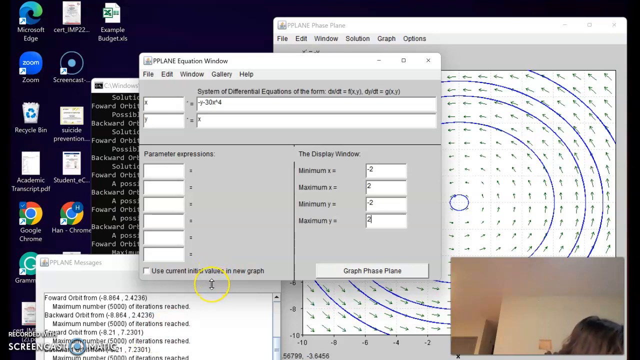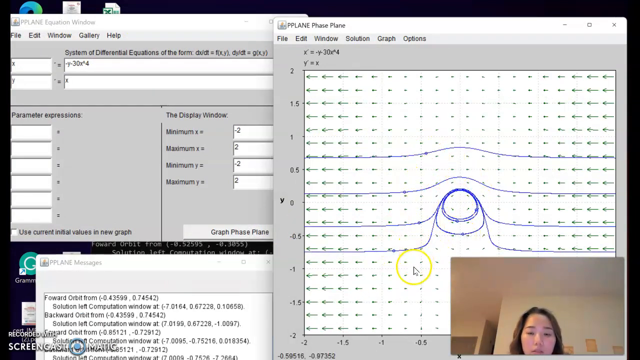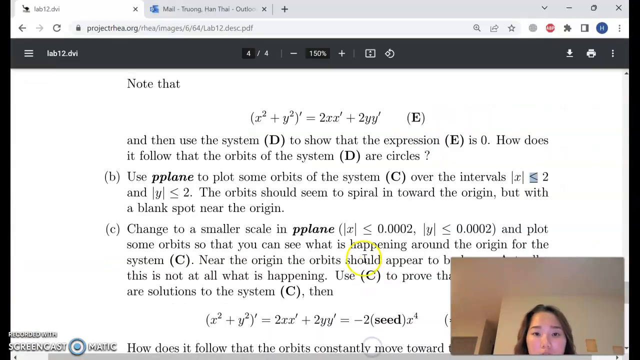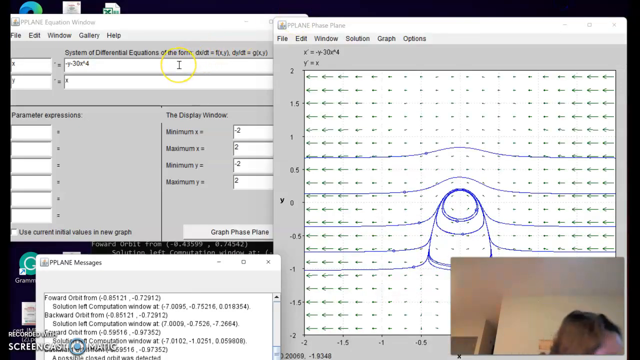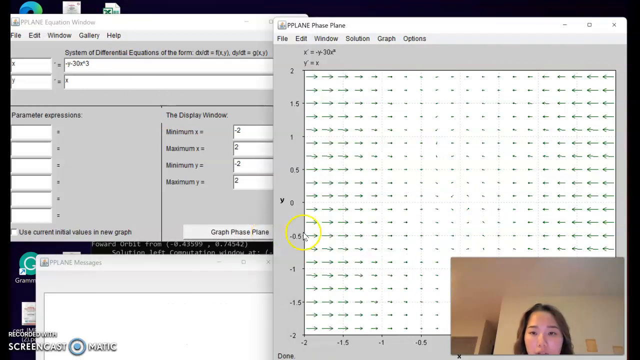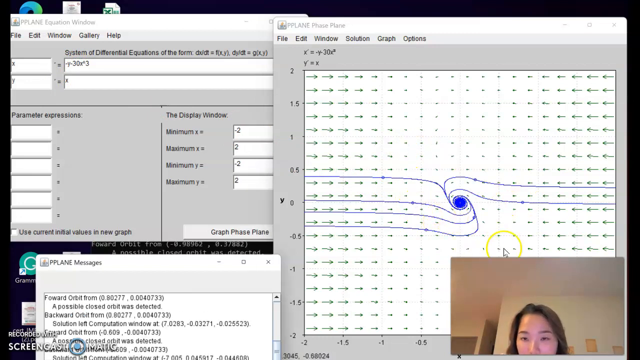Okay, let me check that one more time. That's not what you're supposed to get. In my key, I think it looks like a 3 to me. There we go. Okay, sorry. So it's x prime equal to negative y minus 30x cubed. You can see that even though it spirals, at (0, 0) it still has a blank spot.